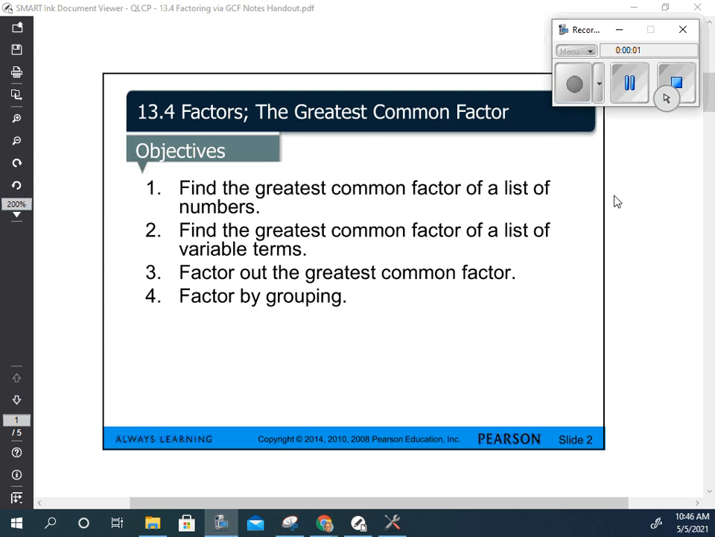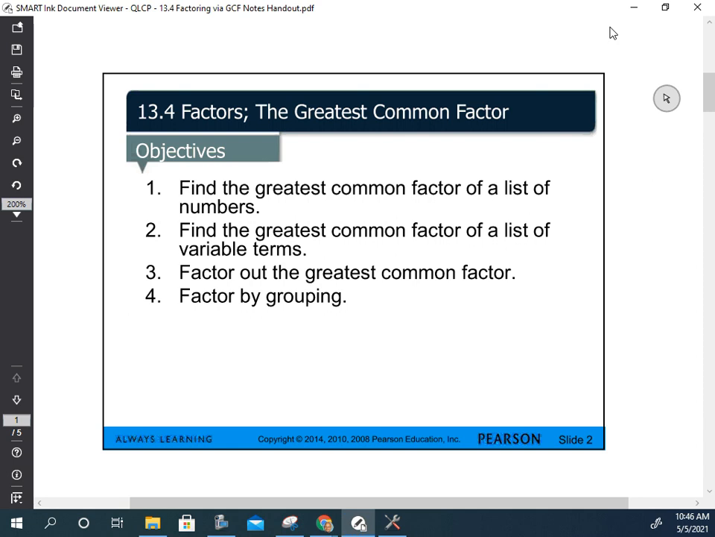Multiplying and dividing. Adding, subtracting, multiplying, dividing is when you're putting things together. Factoring is when you take it apart. Now we're going to take the problem apart into what it was originally.